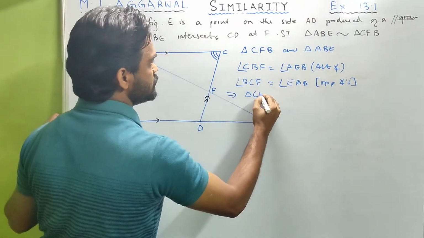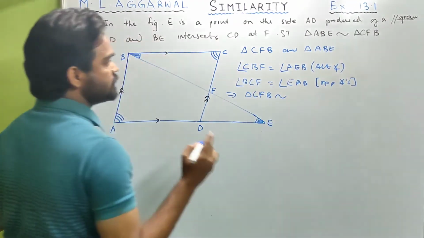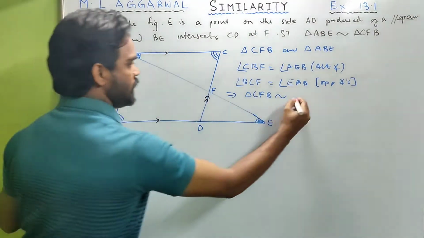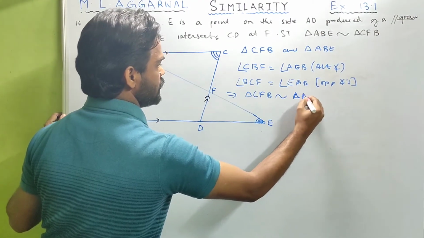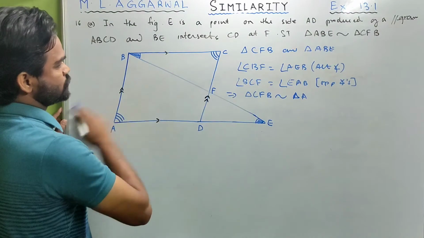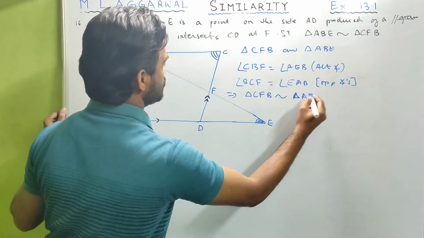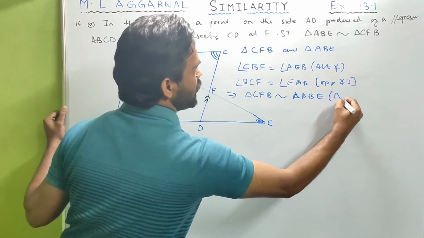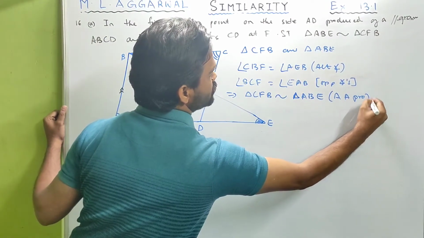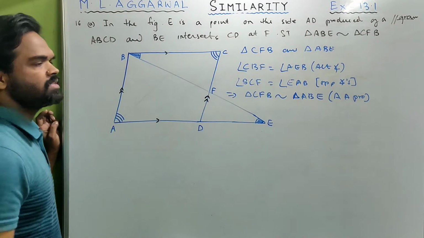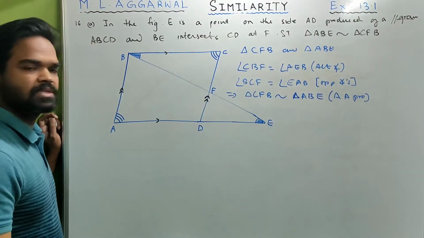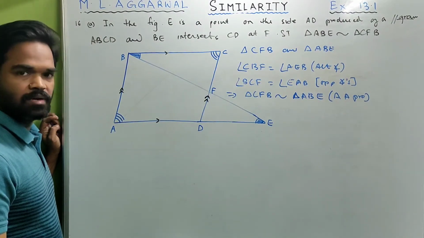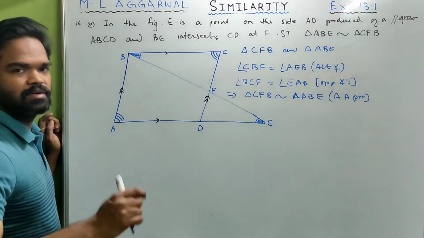Which means triangle CFB is similar to, C corresponds to A, F corresponds to B, and B corresponds to E. Yeah, look carefully. Angle property. Isn't it? Very simple. Just 3 steps and the sum is done. Clear? Now let us look at the next sum.